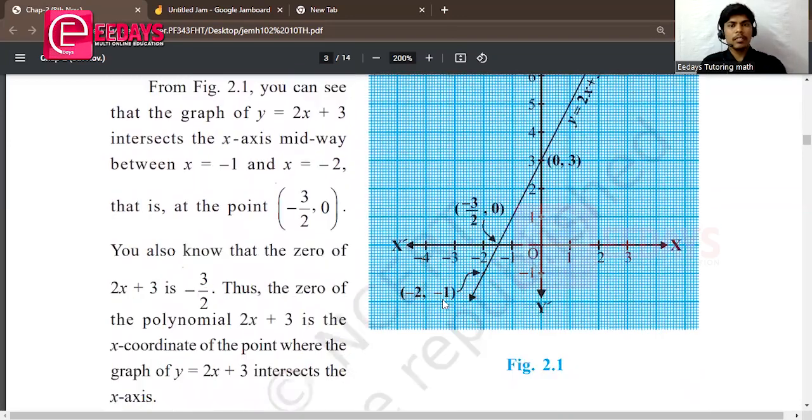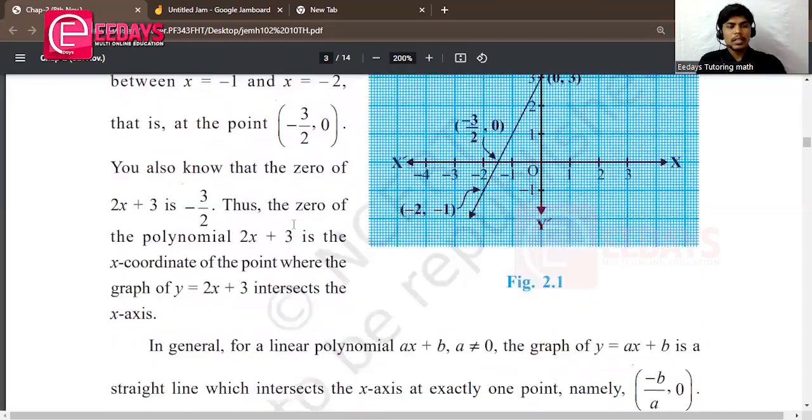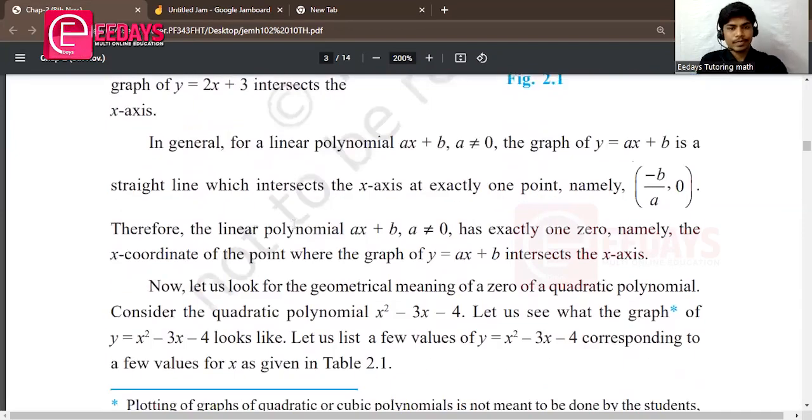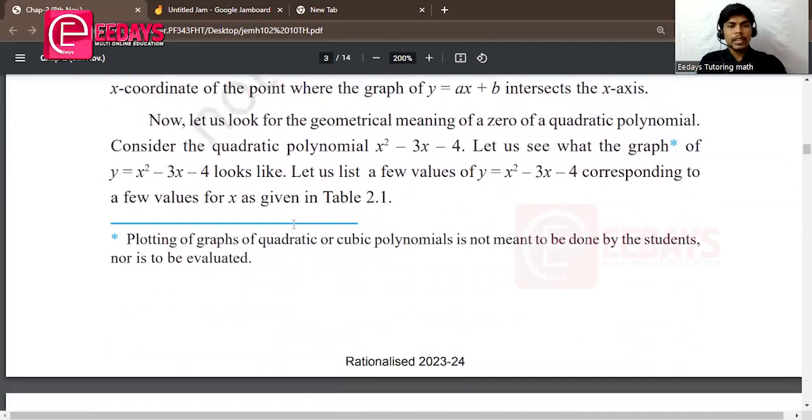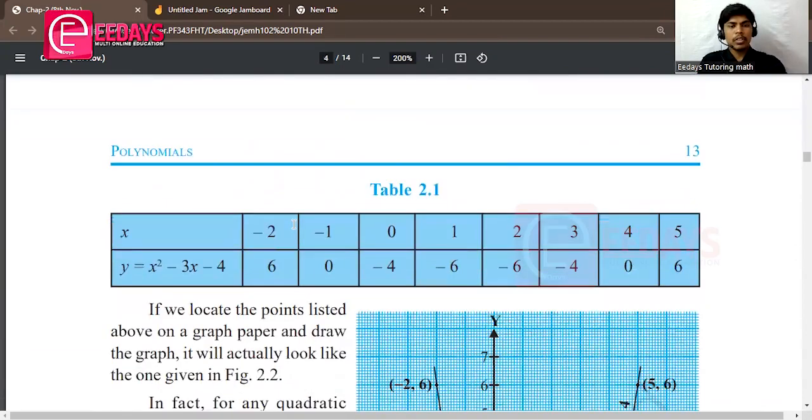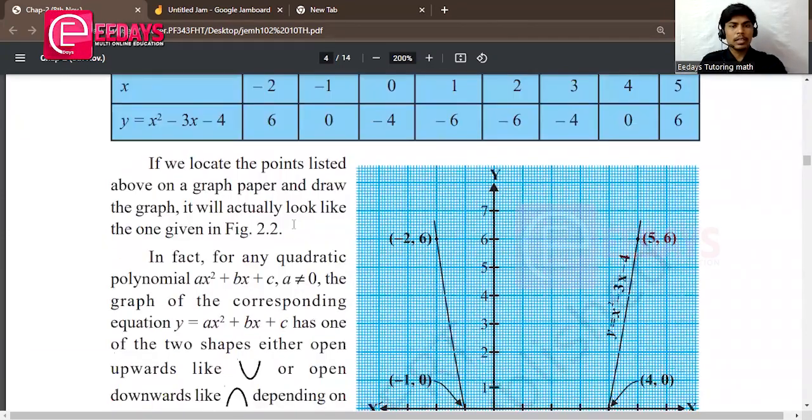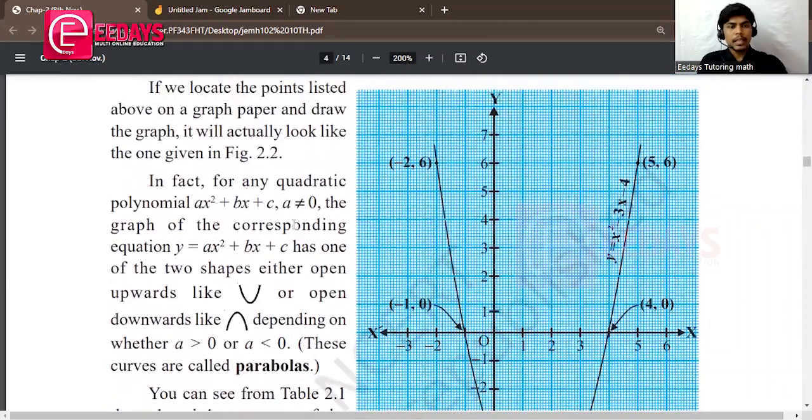You have to represent the graph, and where the x-axis is touched, we call it the zero of the polynomial. We call it the zeros of the polynomial. This is what we learned in the previous grades. Now in grade 10 we have to represent this. We don't solve all the sums like this because it is a lengthy method.